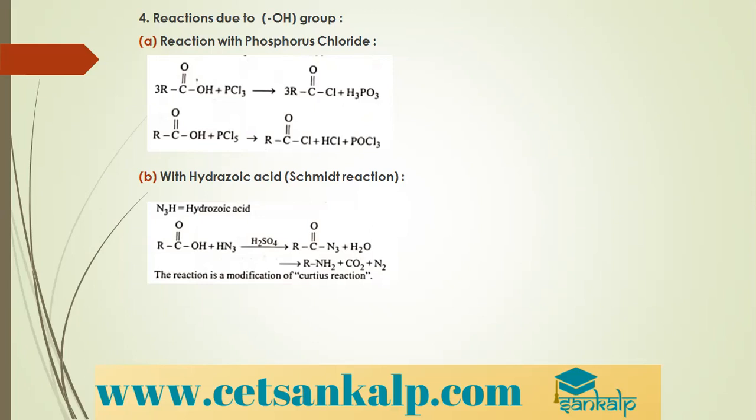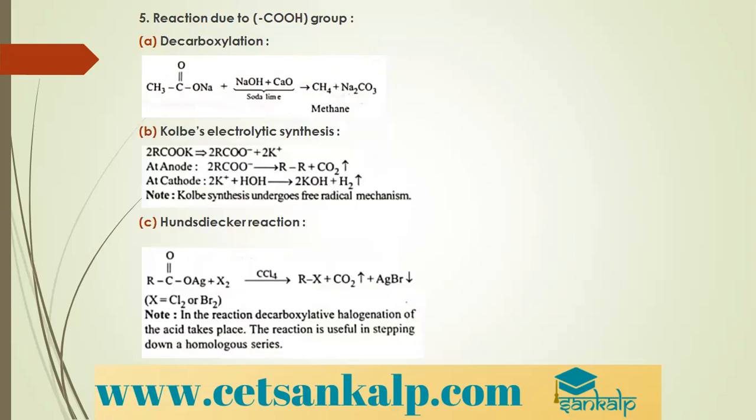With hydrazoic acid, the reaction is called the Schmidt reaction. Hydrazoic acid is nothing but N3H. When carboxylic acid is treated with hydrazoic acid, that is HN3, in presence of acidic medium, we get RC double bond O N3, where this reaction is a modification of the Curtius reaction, which further gets converted to RNH2. Carbon dioxide gas gets evolved, along with nitrogen gas. So this reaction is a modification of the Curtius reaction.